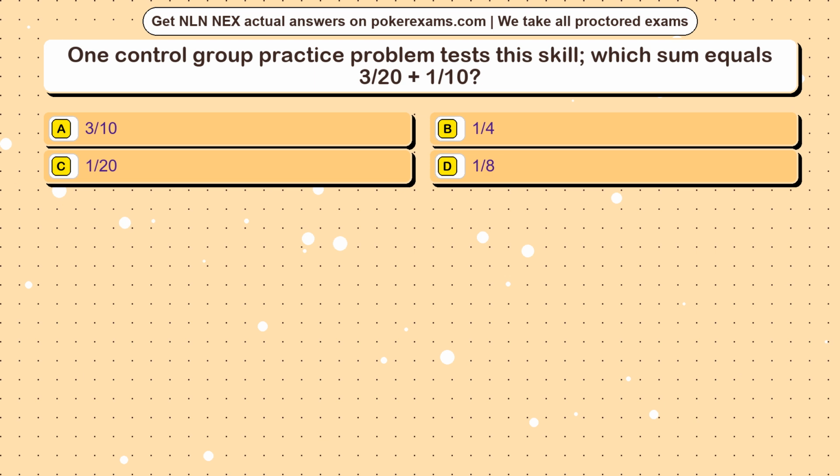Question 11. One control group practice problem tests this skill. Which sum equals 3/20 plus 1/10? Option A 3/10. Option B 1/4. Option C 1/20. Option D 1/8.